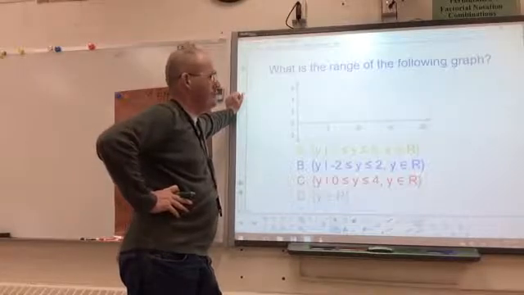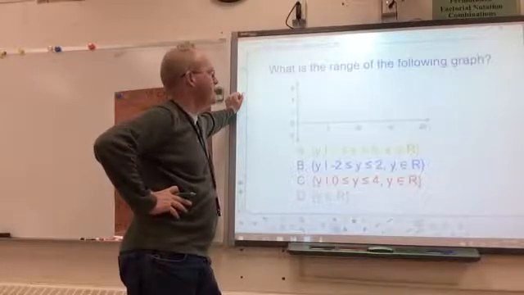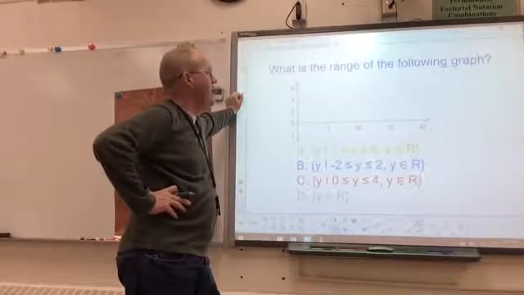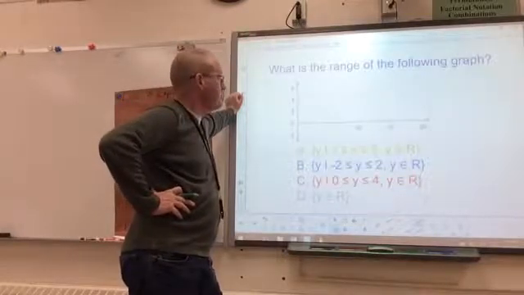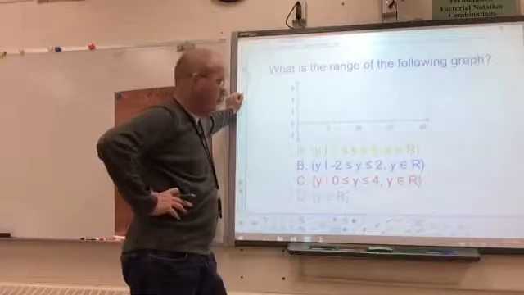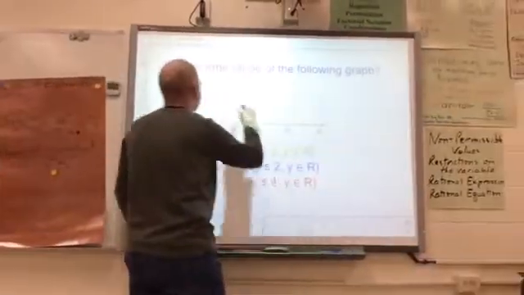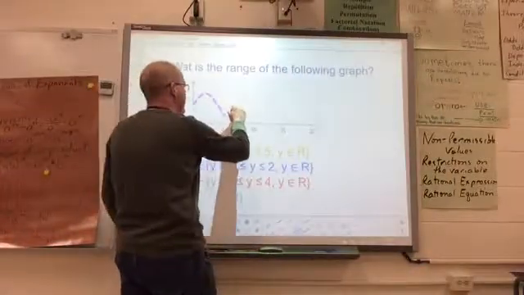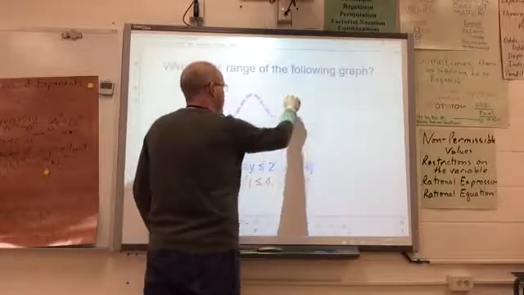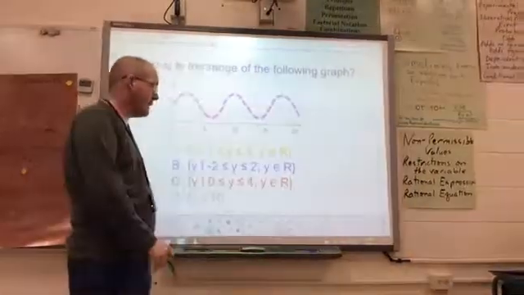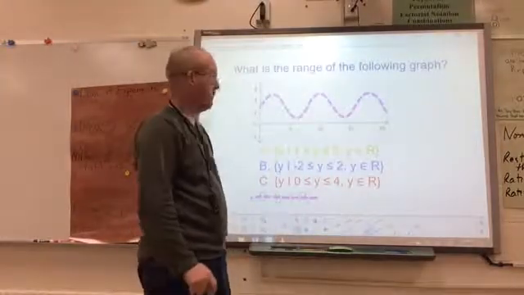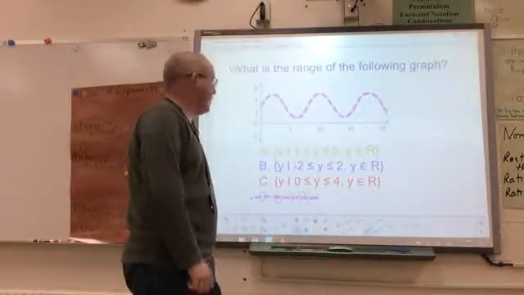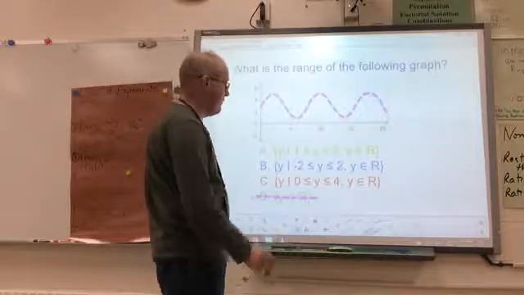a sneaky question. So on the diploma, you'd see something like this. What's the range of the following graph? What's range? Your y values. Now, here, look at the graph. Look a little closer. It goes up and it goes down. It's a sine graph, which means it has a maximum, it has a minimum, so it's not every y number.